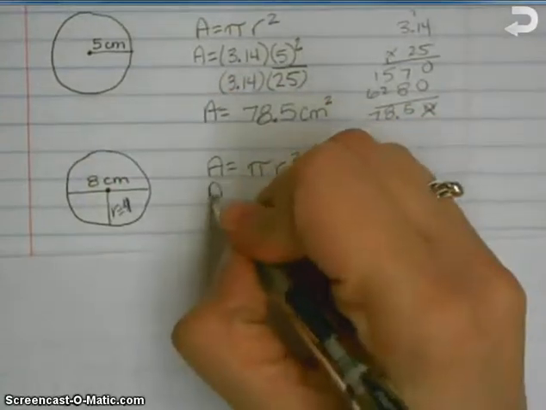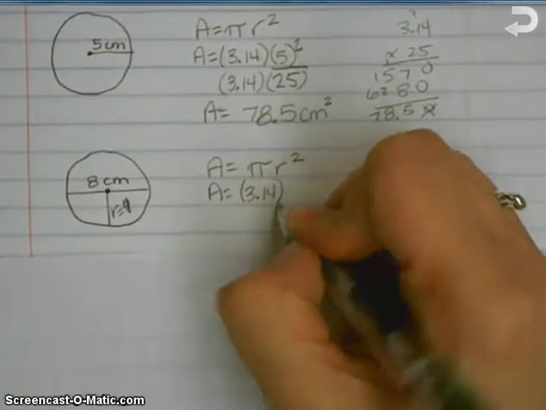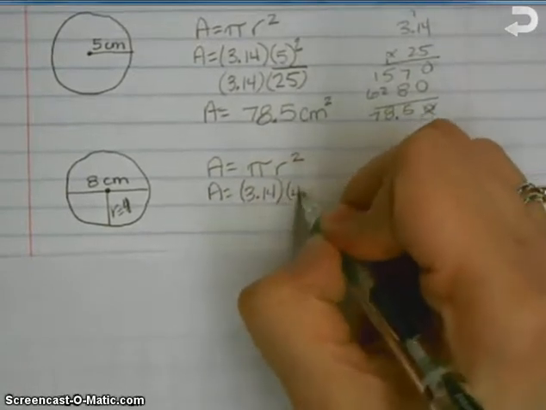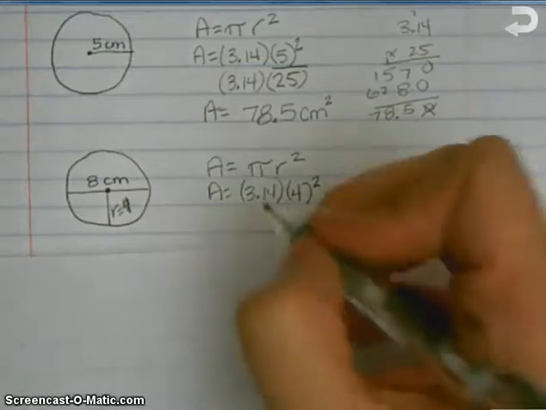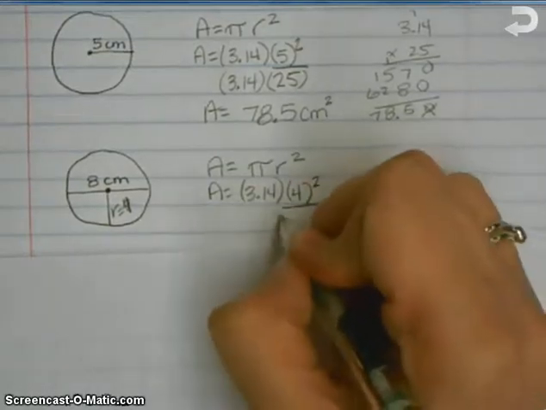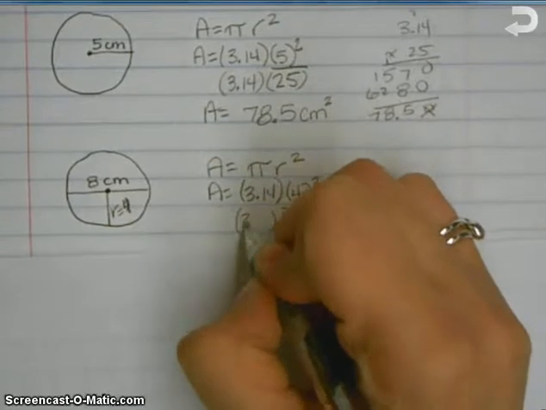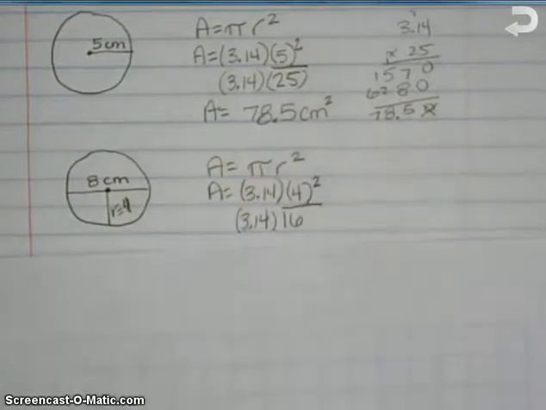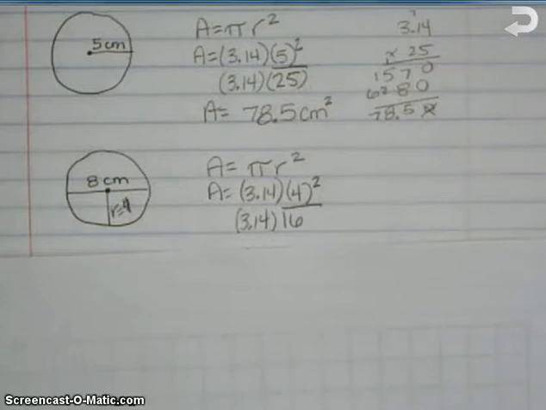So now I can substitute. Pi is still 3.14. The radius is 4, and I have to square that. So I'm going to do the exponent first. 4 squared is 16 because it's 4 times 4. And 16 times 3.14. Once again, I'd like you to pause to see the answer. Pause, see if you can get the same answer as I do.